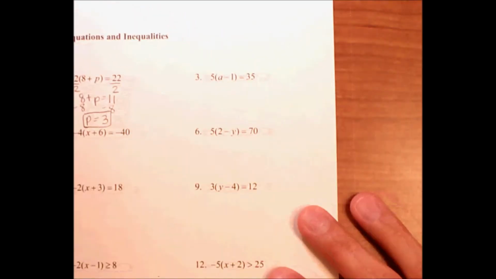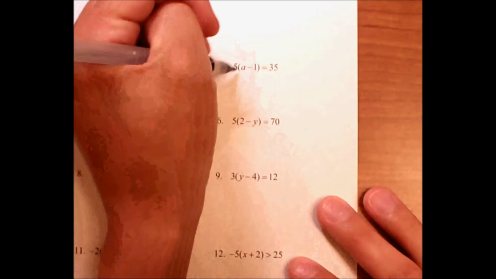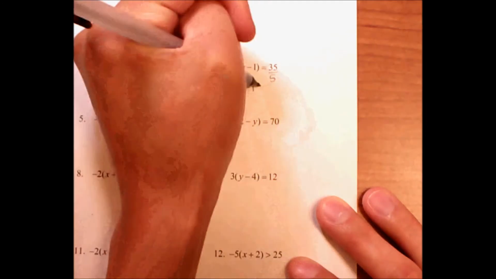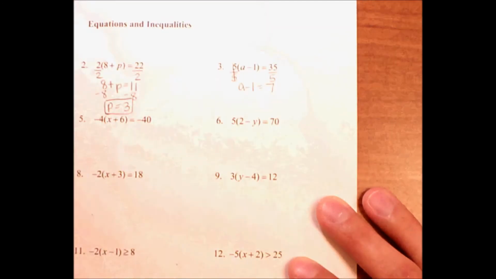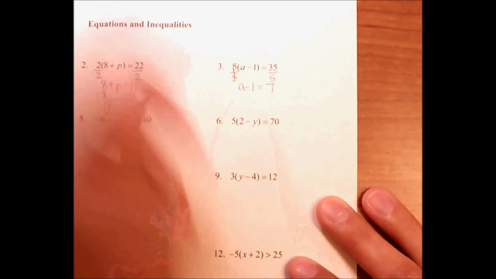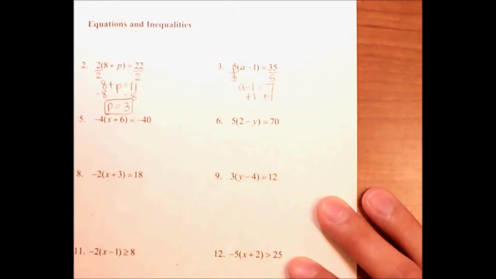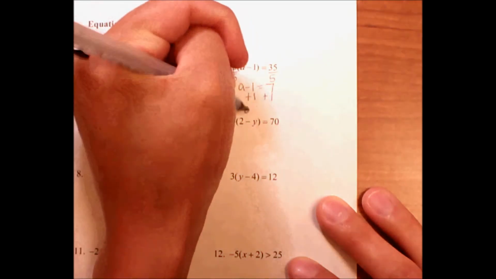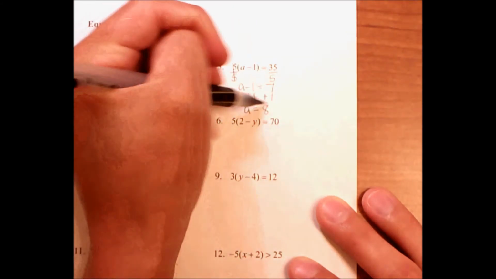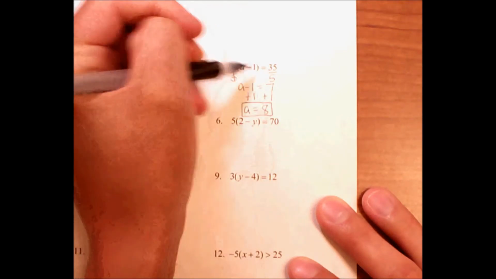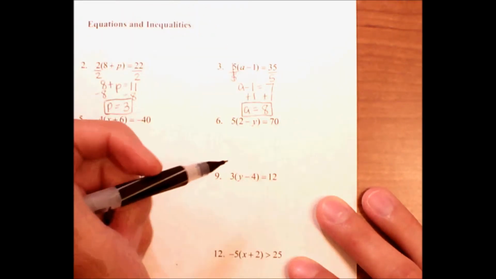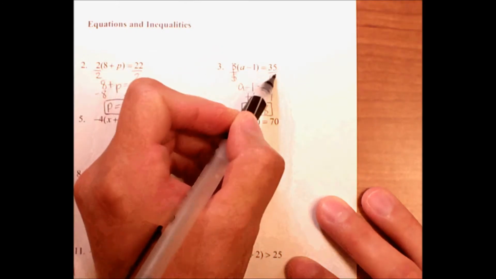Number 3, again, this 5 divides out nicely, so we're going to get rid of that 5. That leaves us with a minus 1 equals 7. We want to isolate the a, so we want to add 1 to each side. When we do that, we end up with a equals 8. And again, you can check your answer. Take 8 minus 1. That gives you 7 times 5, which is 35.